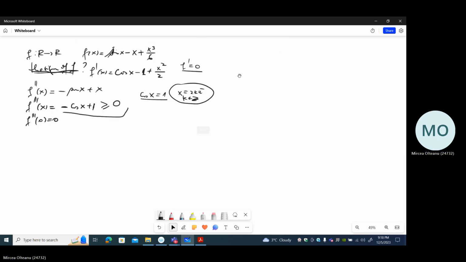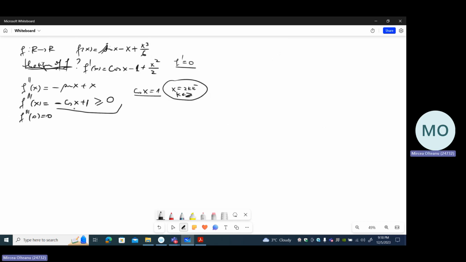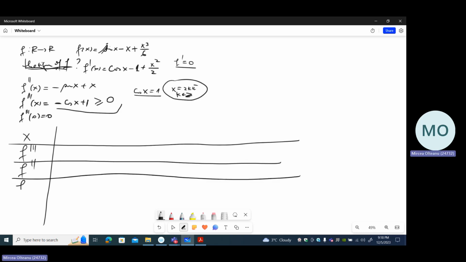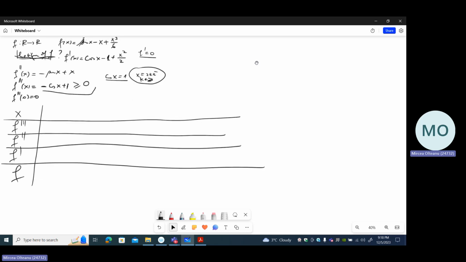Now we can try to use all these results in the following way. So let's try to sketch a table of variation. Here I shall put the third derivative, then the second, then the derivative, and finally the function f. Don't forget, we would like to obtain the sign of the function f. If it is positive, negative, where it is positive, where it is negative. The domain is minus infinity, infinity.